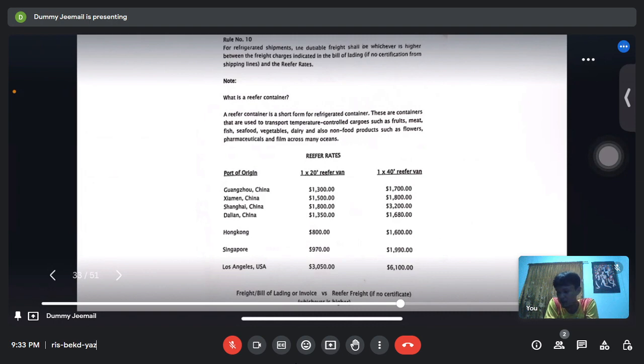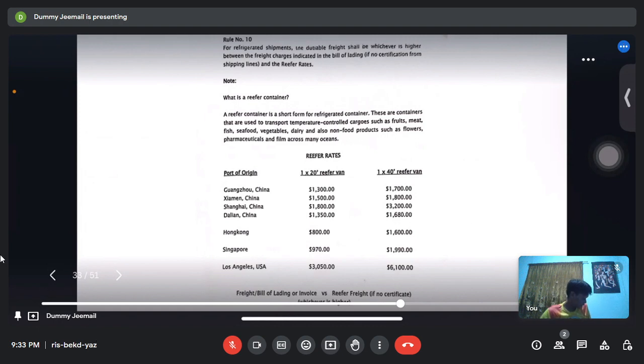Sa Singapore, 970, and 1 by 40 is 1,990. So LA pinakasayo ni identify kay if iyang reefer rate sa 1 by 20 is $3,050, if 1 by 40 siya, imo hara siya ang 8 times 2 multiply by 2. So mora na siya.